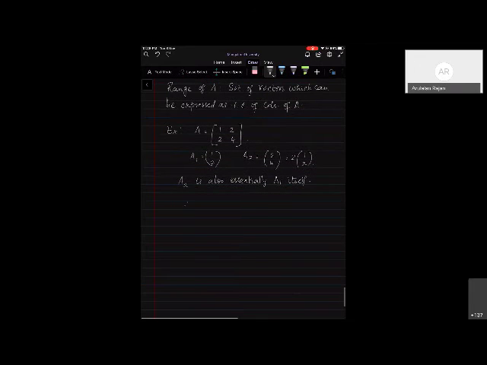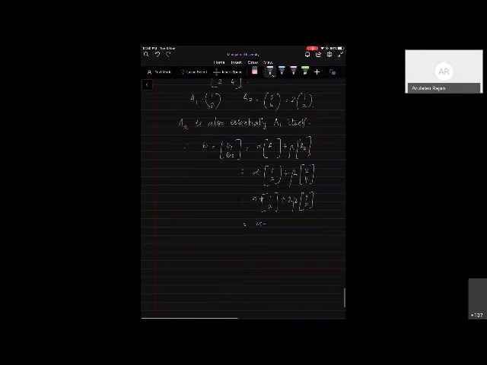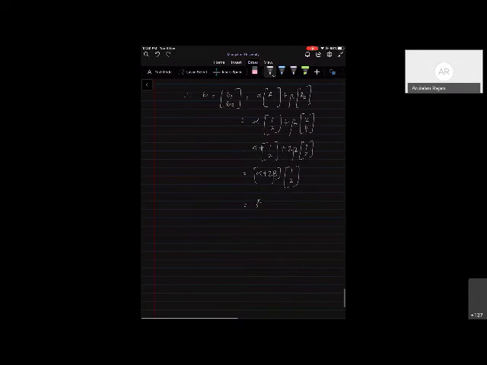Therefore, b, which is of the form (b1, b2), I want to look at what are all the b's which can be written as alpha times A1 plus beta times A2. Beta times A2 is nothing but beta times (2, 4). But (2, 4) is equal to 2 times (1, 2). So I'll take it as alpha times (1, 2) plus 2 beta times (1, 2), which is nothing but (alpha plus 2 beta) times (1, 2), which is nothing but say some gamma. So any vector which is a multiple of (1, 2) can be represented as (b1, b2). Suppose I take gamma equal to 1.